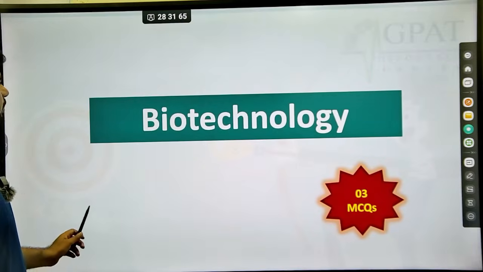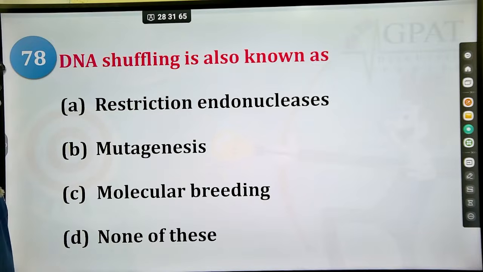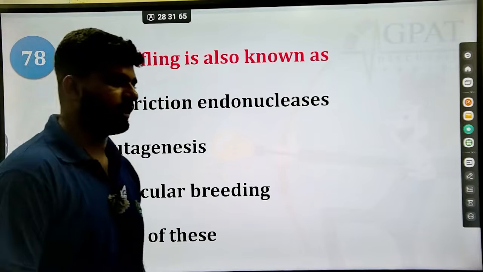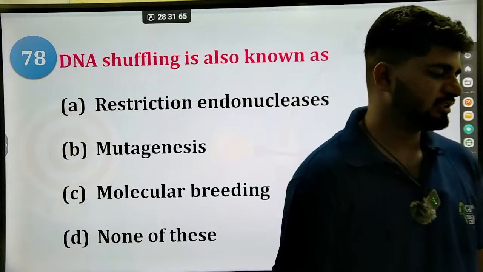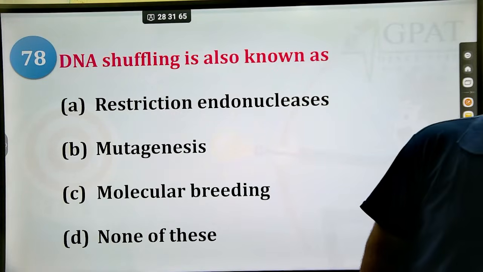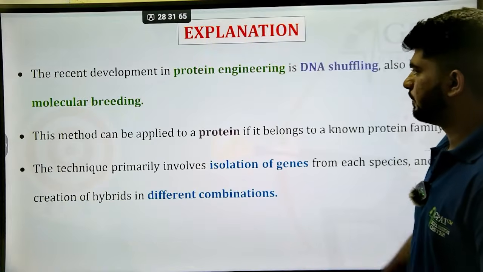Okay. Now, biotechnology, 3 MCQs. Now, DNA shuffling is also known as what, guys? Restriction endonucleases, mutagenesis, molecular breeding, or what? DNA shuffling is nothing but molecular breeding, guys.